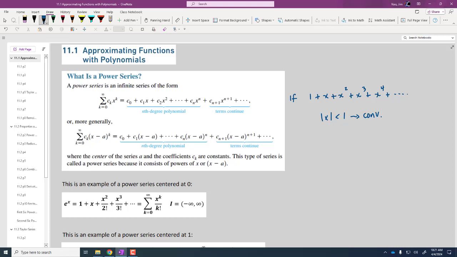And the ones that have an x value between -1 and 1 will converge, and the other ones all diverge. Okay, so that's what a power series is. A power series is this function. Sometimes it converges, sometimes it diverges.